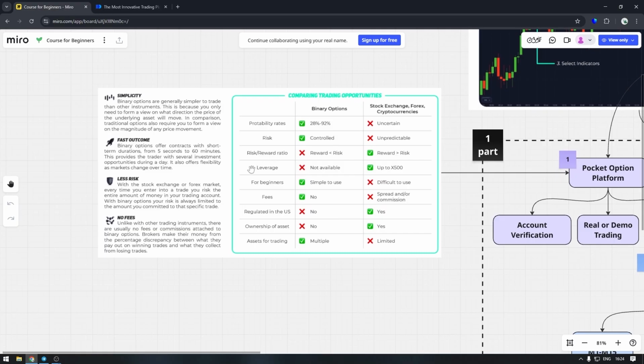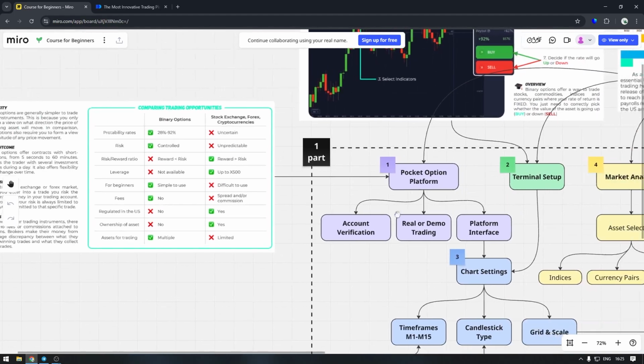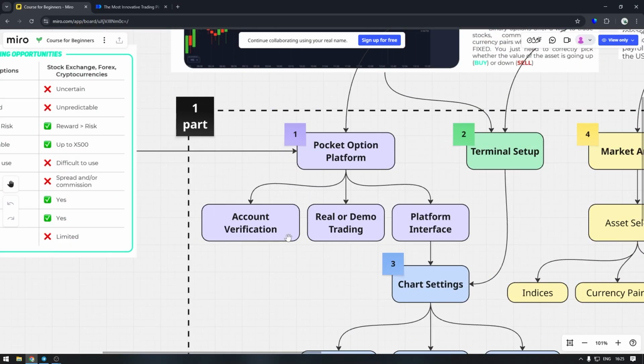And here, look at this objective comparison. Binary options offer predictable probability, controlled risk, and simplicity for beginners, while traditional markets offer more flexibility and leverage but require deeper knowledge. So, that was our first step.